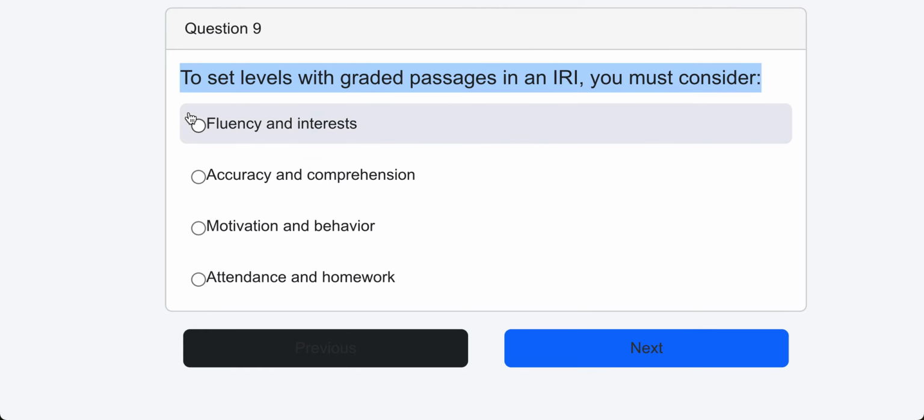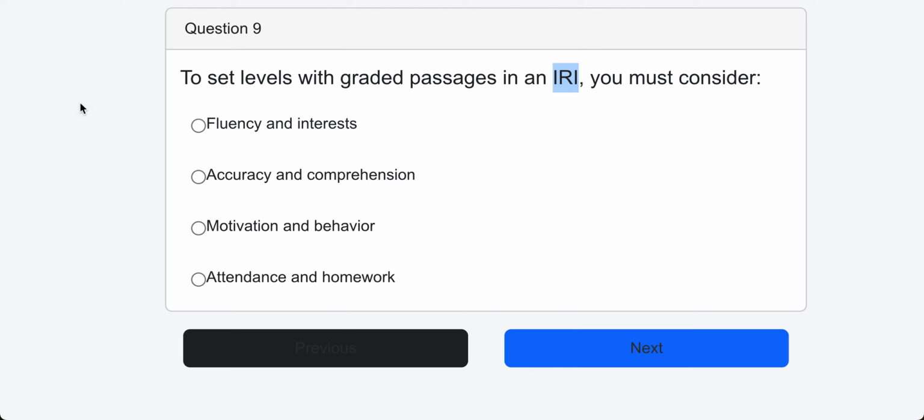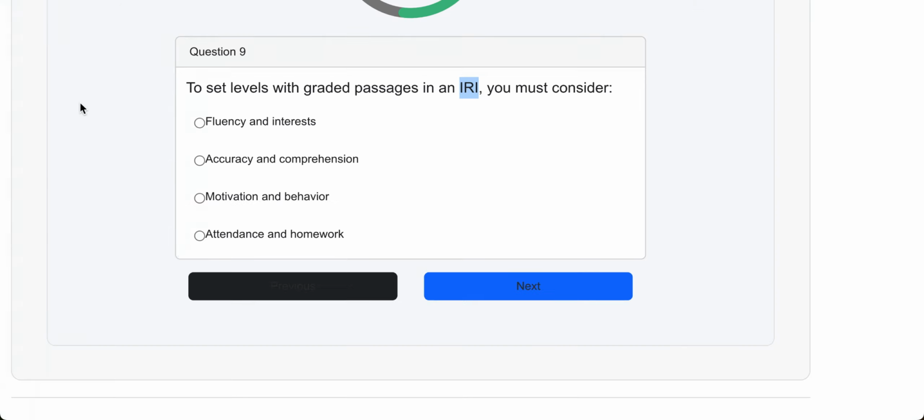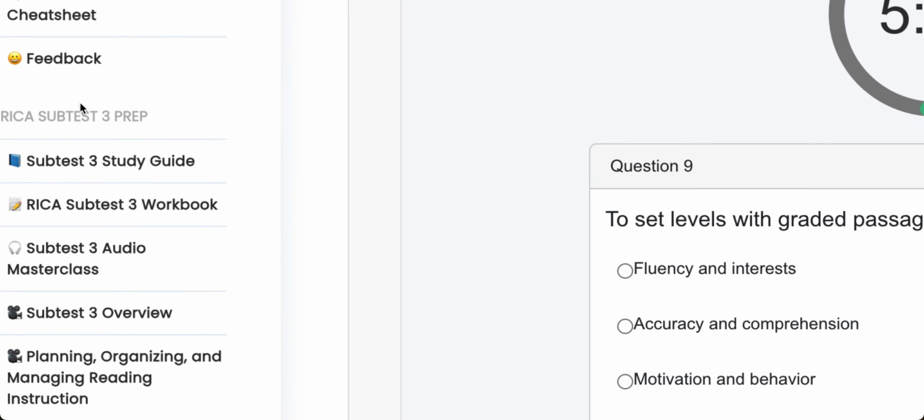question number 9. This reads, to set levels with graded passages in an IRI, you must fill in the blank. All right. Now remember, your RICA test is going to provide you with a lot of reading and pedagogy jargon, and it's your responsibility to make sure that you know all of the technical terms. So do you remember what IRI stands for? That's individualized reading inventory.